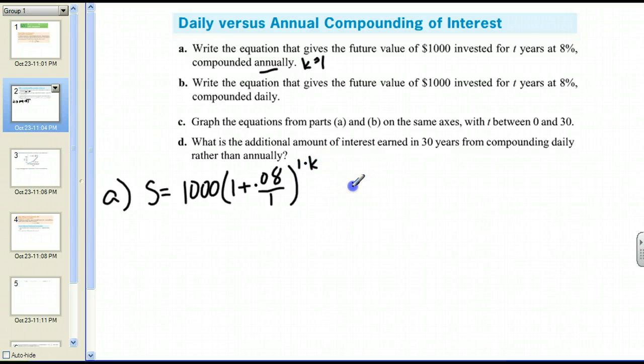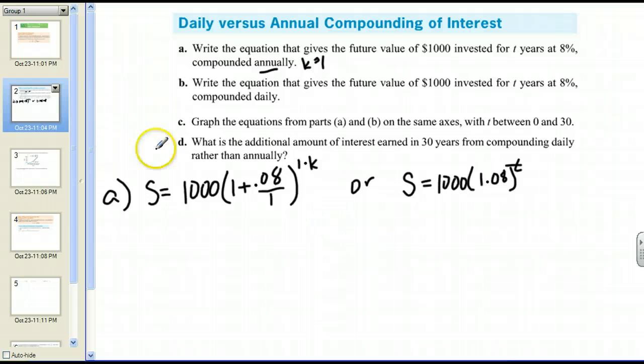There's our formula. Simplifying a little bit because of the division and multiplication by 1, we'd end up with S equals 1,000 times 1.08 to the T power. When dividing by 1, 0.08 divided by 1 is 0.08, and then 1 plus 0.08 is 1.08, and then 1 times K, sorry, that should have been a T there. 1 times T is just T. So there's where that T is coming from.